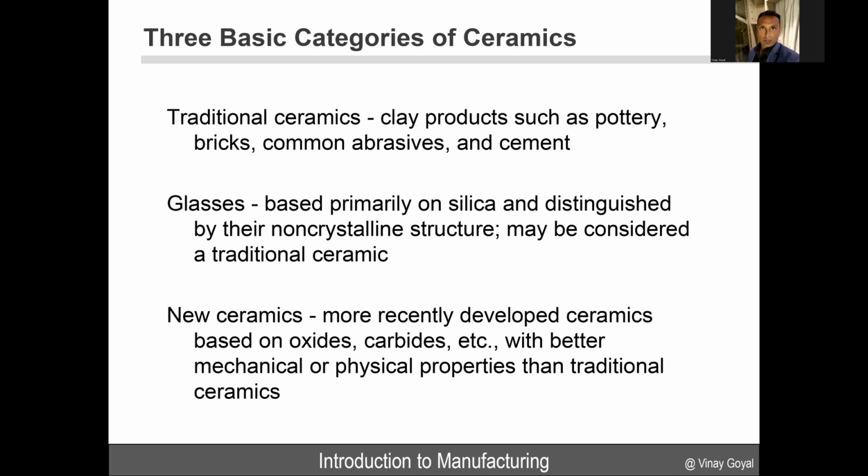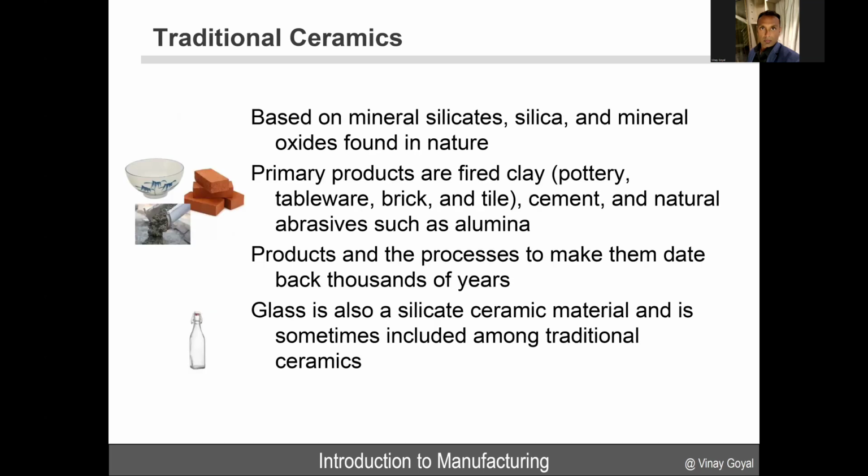Glasses are based primarily on silica and distinguished by their non-crystalline structure, and may be considered a traditional ceramic. You also have new ceramics. More recently developed ceramics are based on oxides and carbides, and they tend to have better mechanical and physical properties than traditional ceramics, which are based on mineral silicates, silica, and mineral oxides found in nature.